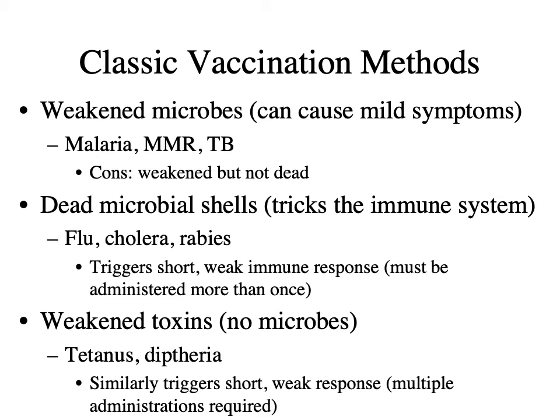The other kind of thing that is sort of old school is a vaccination for your immune system to recognize toxins. And this is pretty standard stuff. Tetanus, diphtheria, those basically produce toxins. We definitely have microbes that produce toxins, and we want to be protected from those chemicals as well.